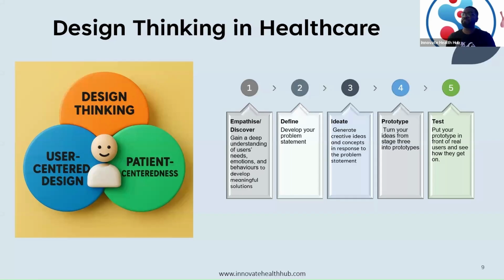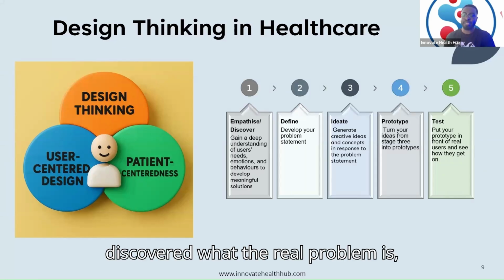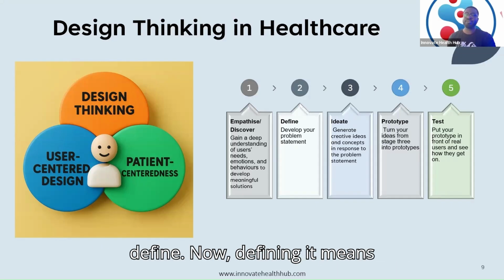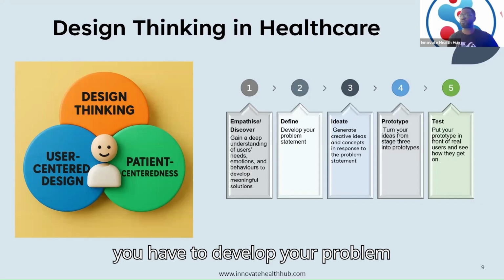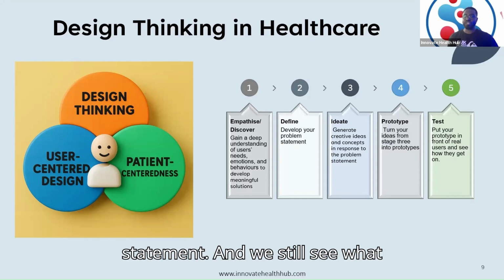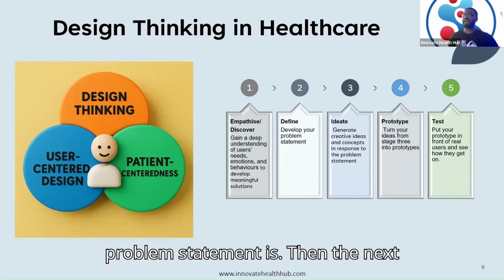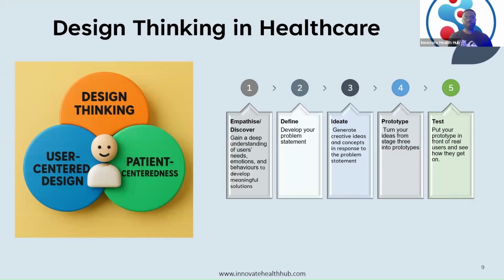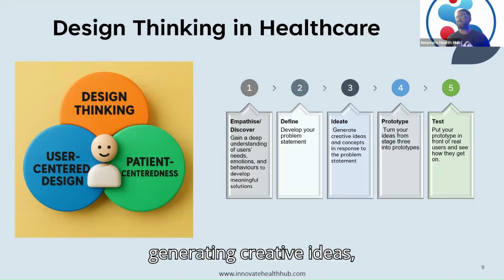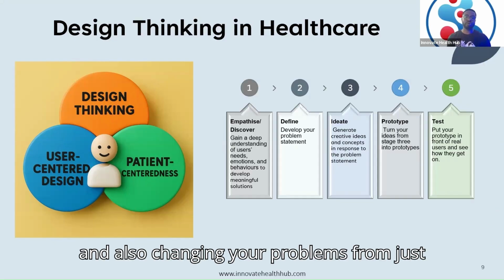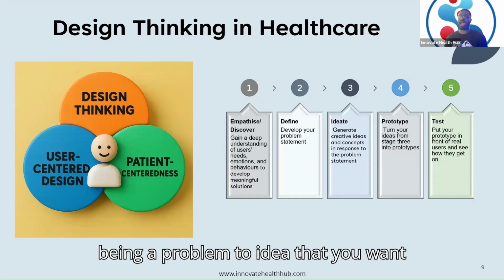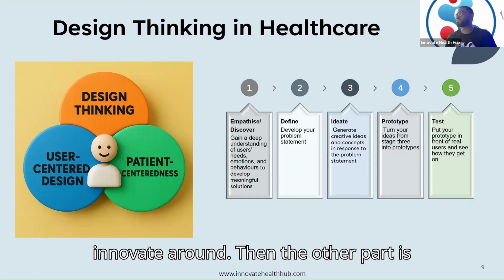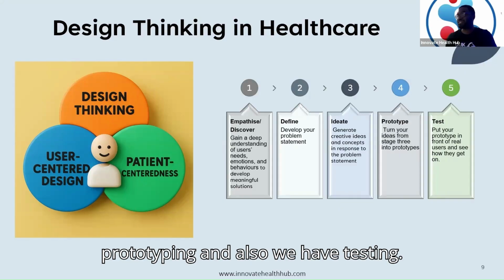Then after you've discovered what the real problem is, the next phase is that you have to define. Defining means you have to develop your problem statement. And we'll still see what a problem statement is. Then the next part is ideation. Ideation simply means generating creative ideas, and also changing your problems from just being a problem to an idea that you want to innovate around. Then the other part is prototyping, and also we have testing.